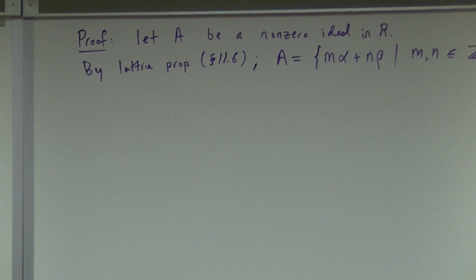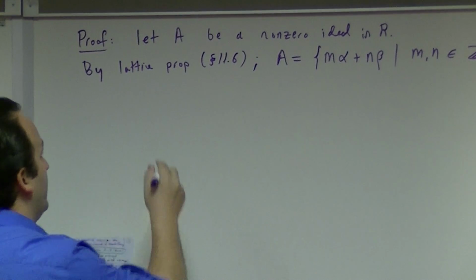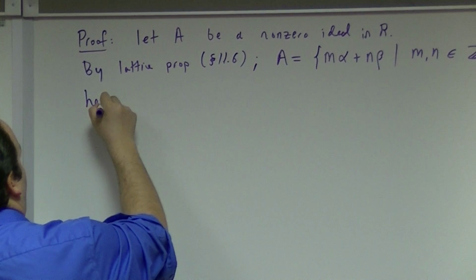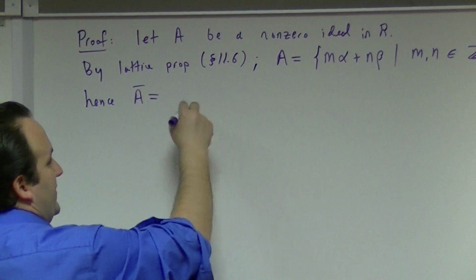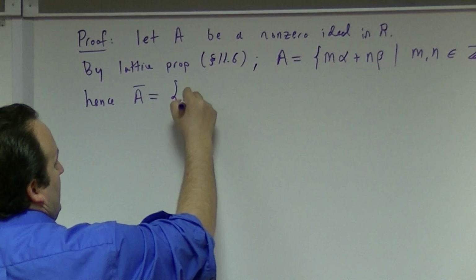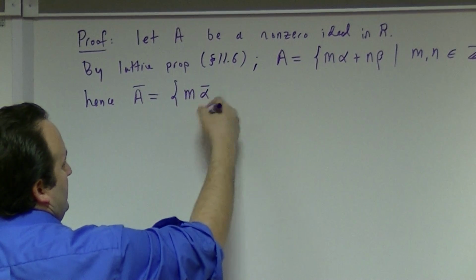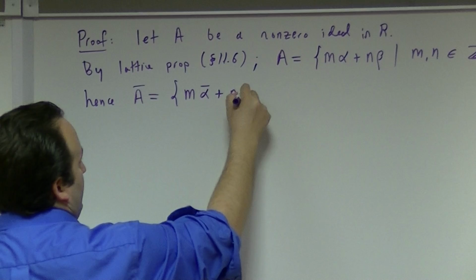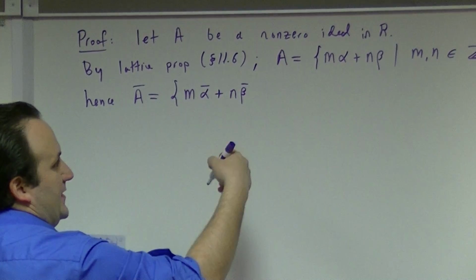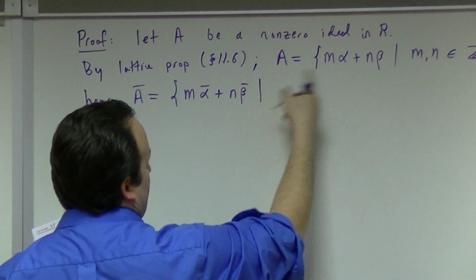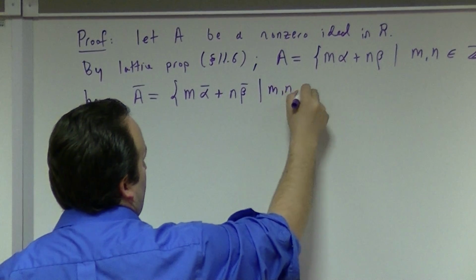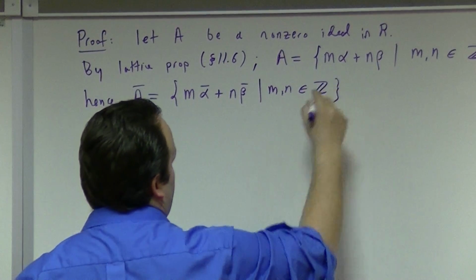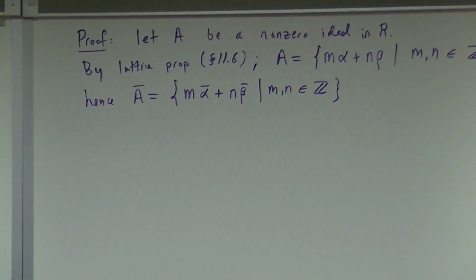Right? And then what's the conjugate ideal? Well, m and n are just integers, right? So A conjugate, you could even use the same parameterization if you wanted, just m alpha bar plus n beta bar, because the conjugate of m and n is just m and n again. So taking the conjugate of an arbitrary element just gives you that. And so you can see that the conjugate ideal is what? It's also a lattice. No surprise there.